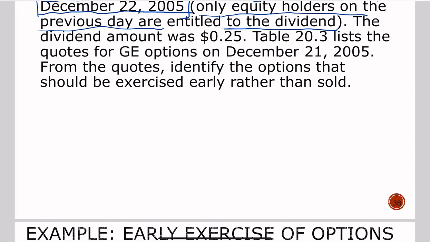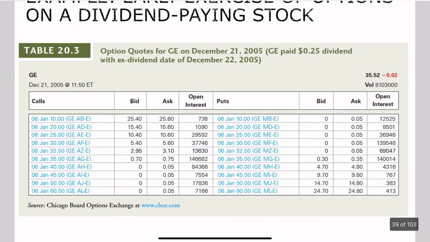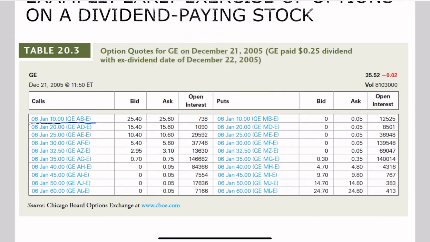So if you exercise early, you will get a payoff. If you sell it, you will get a price. So essentially you want to compare the payoff from exercising early versus the price you can sell at. Let me give you an example on the call. Let's look at the first one here, this 26 January call.